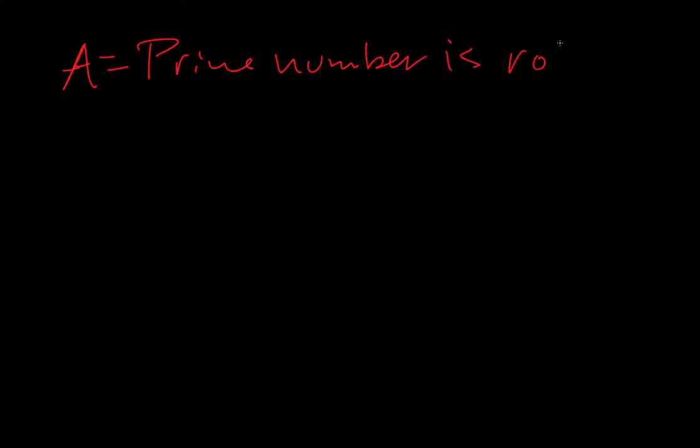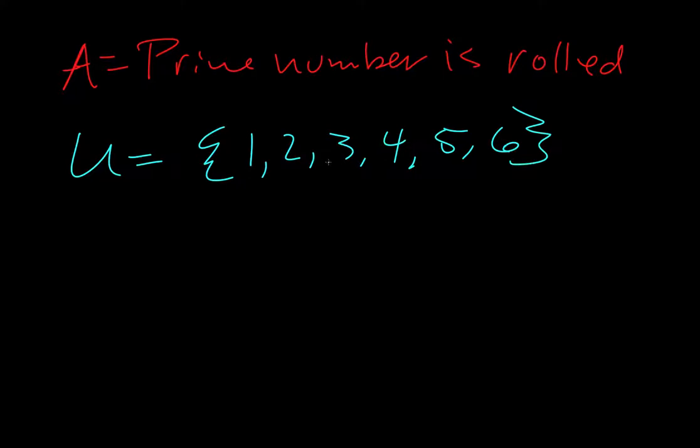And it says, a normal 6-sided die is rolled once. Let A be the event that a prime number is rolled. So A is prime number is rolled. All right, so it says, use set notation to list the outcomes in the sample space U. So U is going to be all possible outcomes, or the sample space. And so when we're rolling a standard 6-sided die, you can roll a 1, 2, 3, 4, 5, or 6.